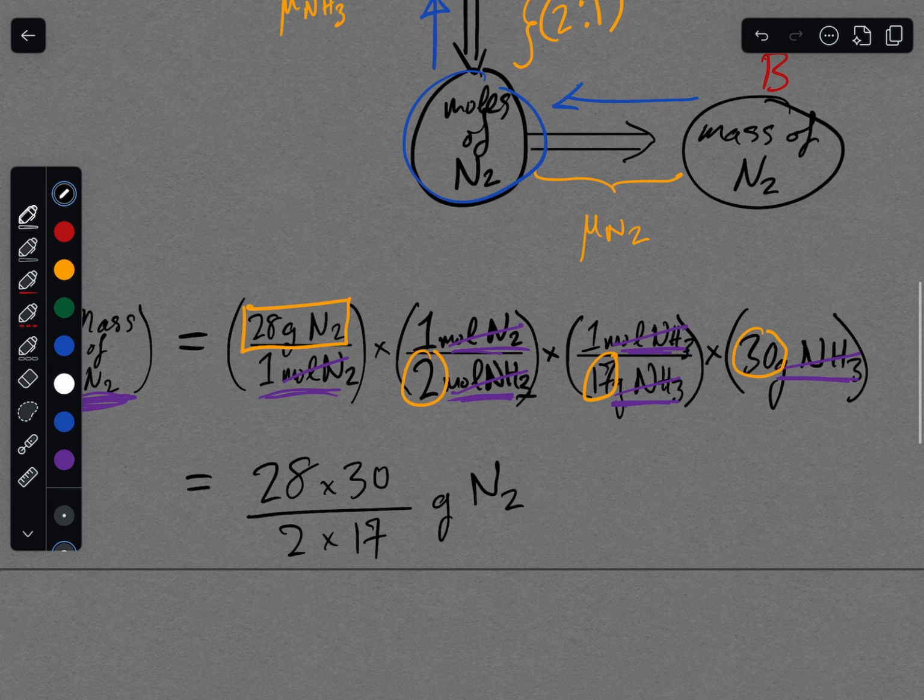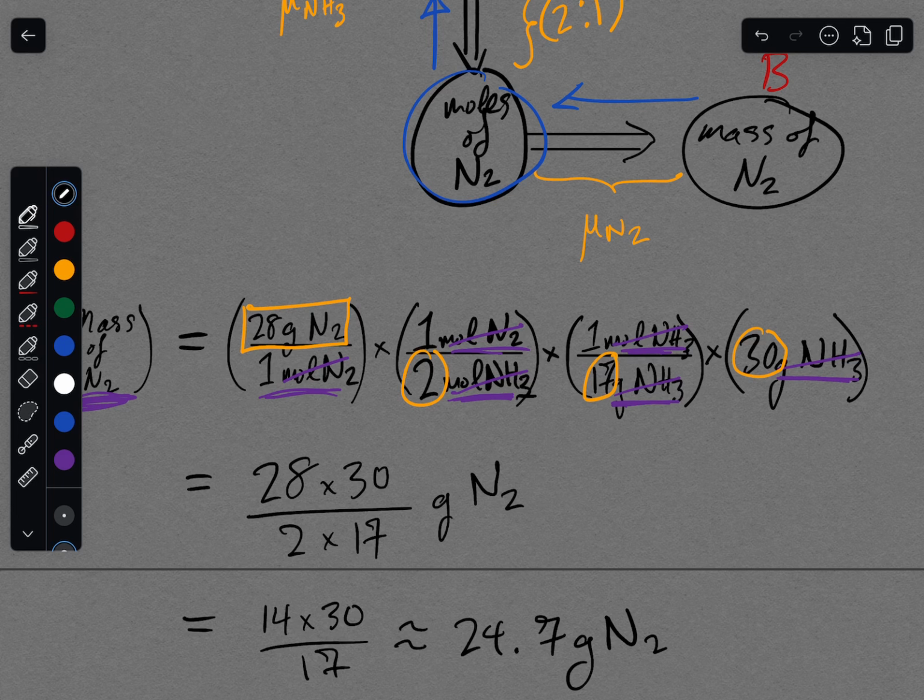So what does this work out to be? Well, it's the same as 14 times 30 over 17. If I plug this in a calculator right quick, times 30 divided by 17, I'm getting about 24.7 grams N2. And that is indeed the answer.